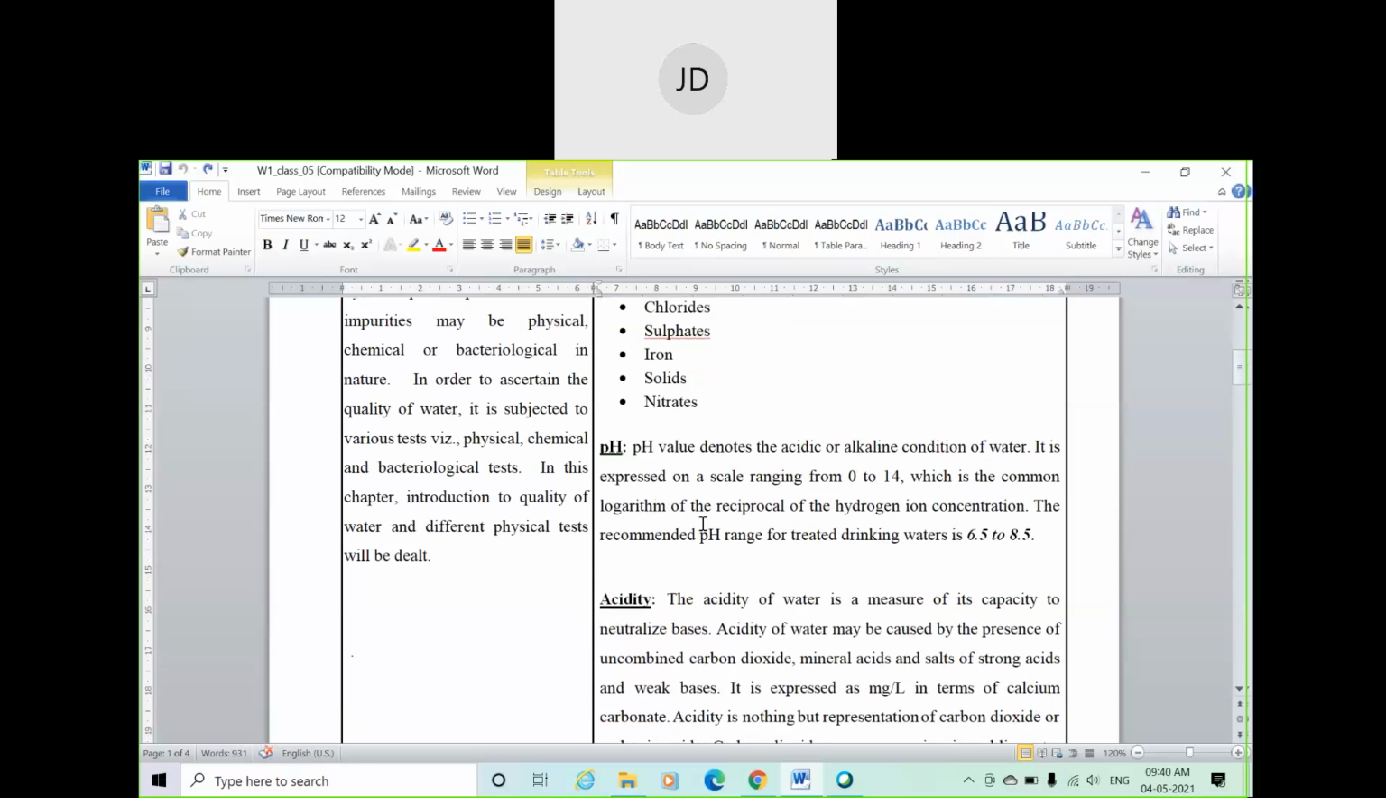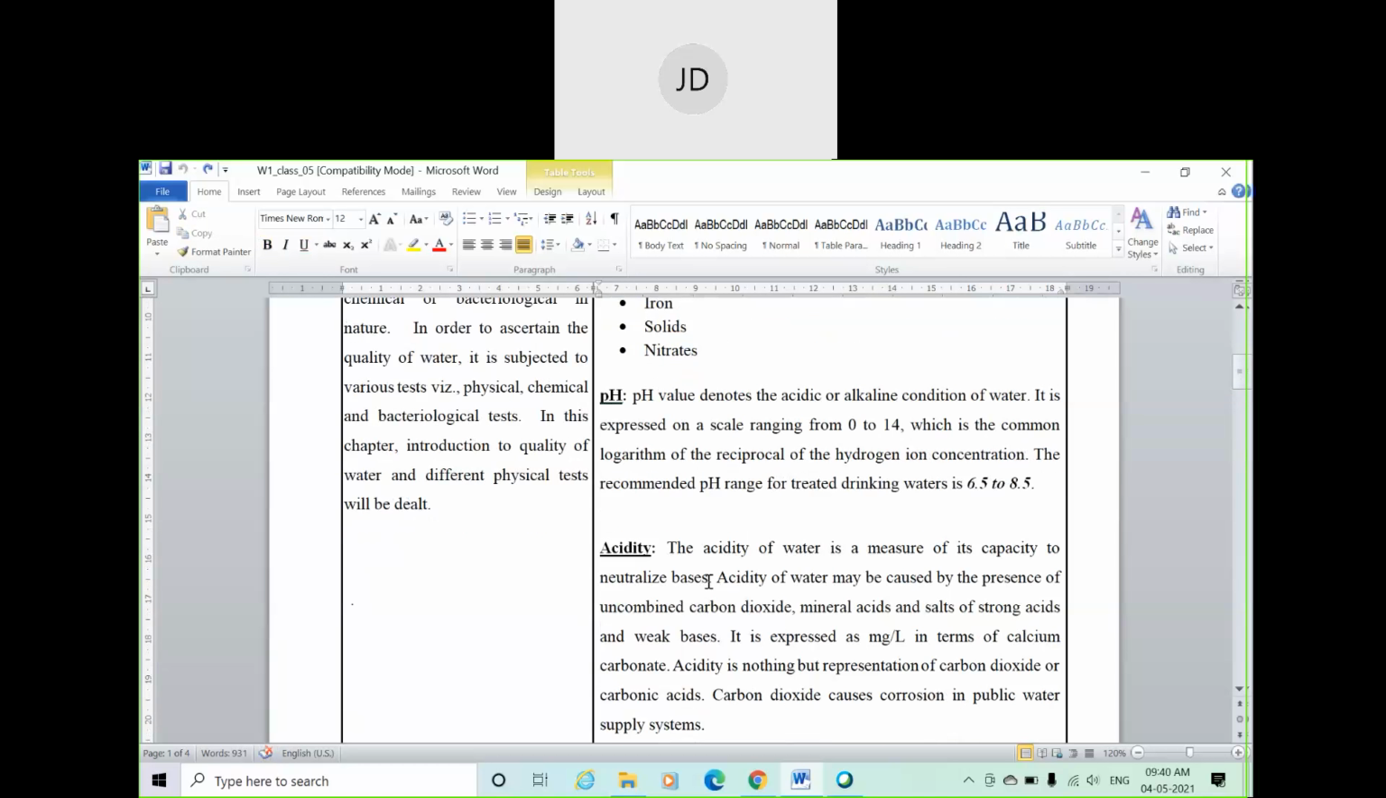Acidity means what? It actually represents the presence of H plus ion. The acidity of water is a measure of its capacity to neutralize base. That means if you have higher H plus ion, then it can neutralize OH minus whenever it comes in contact with OH minus ion.